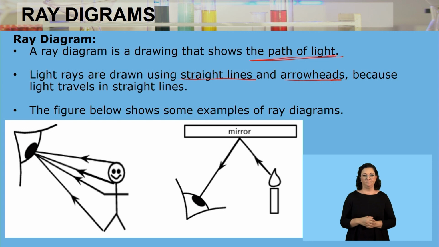Right. Why are we using straight lines and arrowheads? We are using these two because we said that light is rectilinear, meaning that it is traveling in a straight line. So this figure or picture here shows examples of ray diagrams.